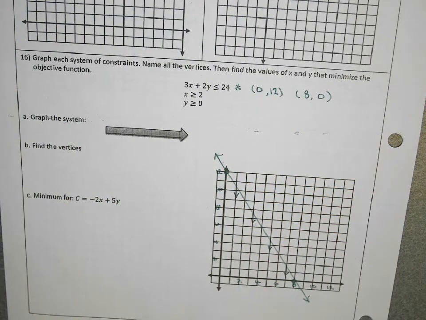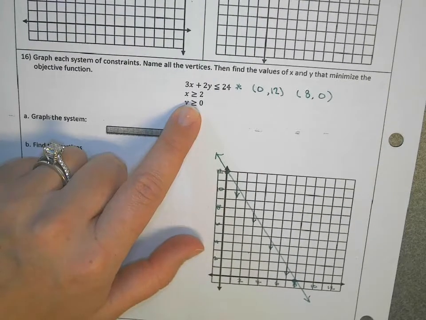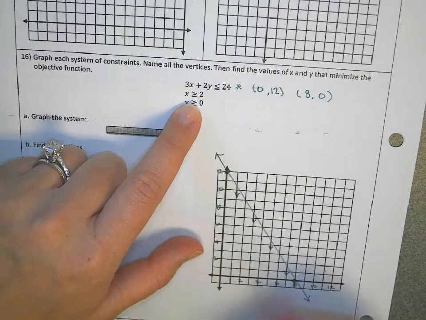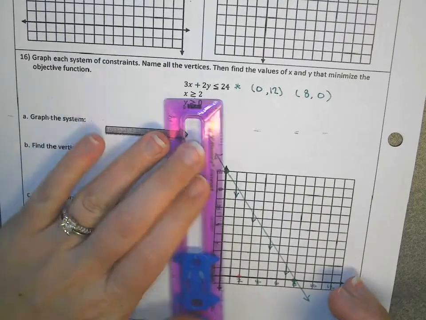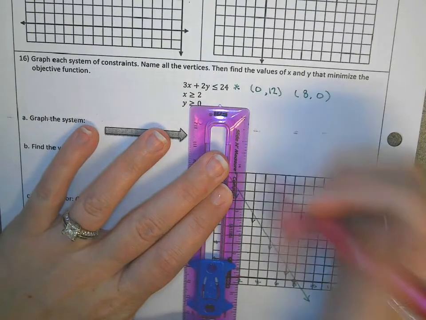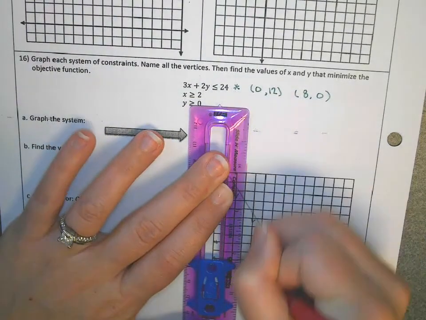Okay. Then I go on to the next equation. X is greater than or equal to 2. What kind of line is that? A vertical line because it has to go through the x-axis at 2. Go to your x-axis, mark 2. Draw a vertical line through it. Solid line because it's greater than or equal to.